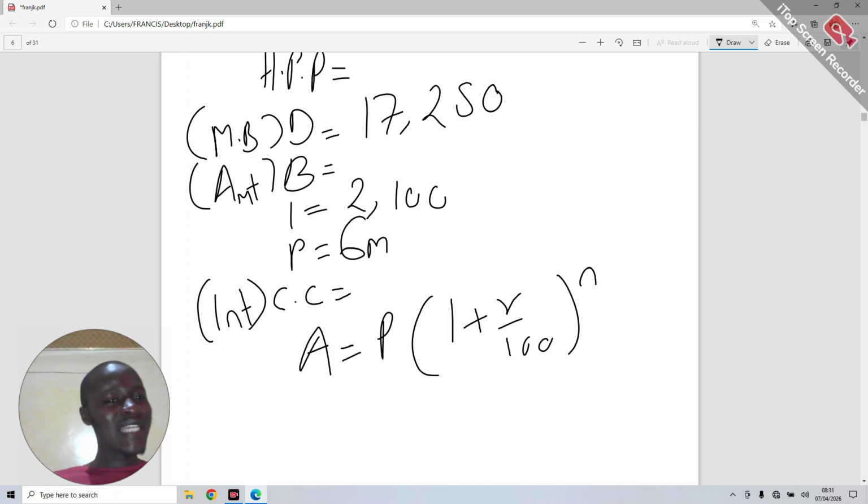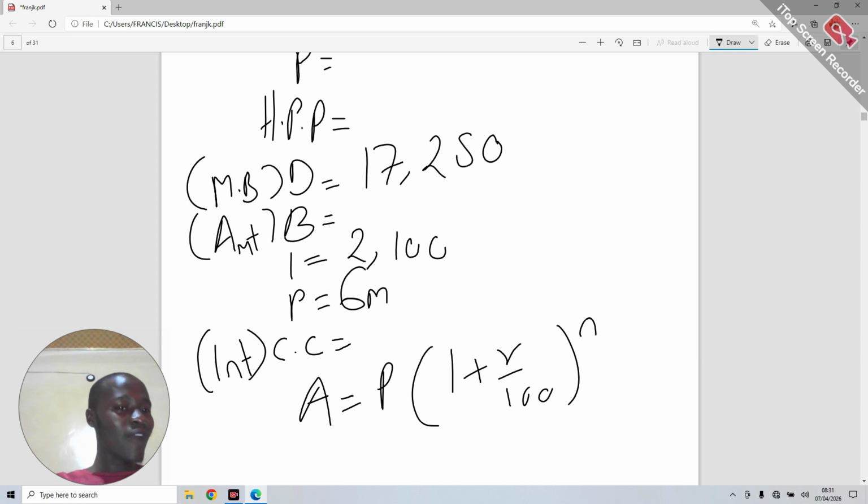So how do I get amount? How do I get balance? From the formula I gave you earlier, I told you that there are 2 ways you can get balance. Number 1, balance is equal to hire purchase price minus deposit. But at some given point, hire purchase price could not be there. Like in this case, we don't have hire purchase price. So that formula of taking hire purchase price minus deposit is not working.